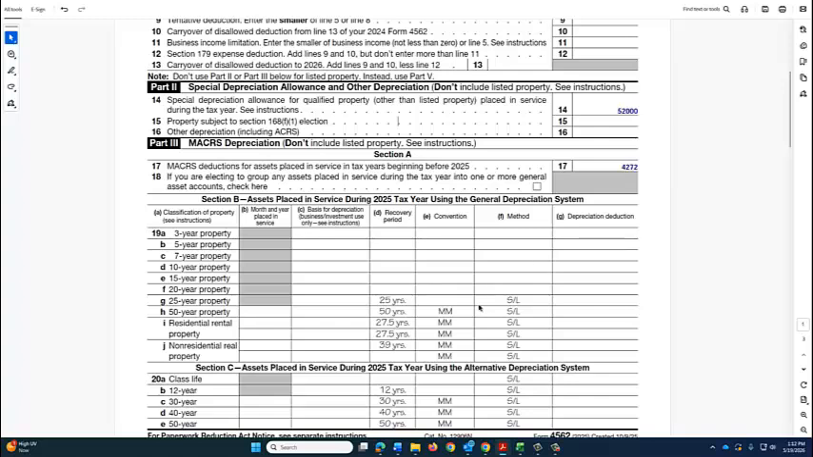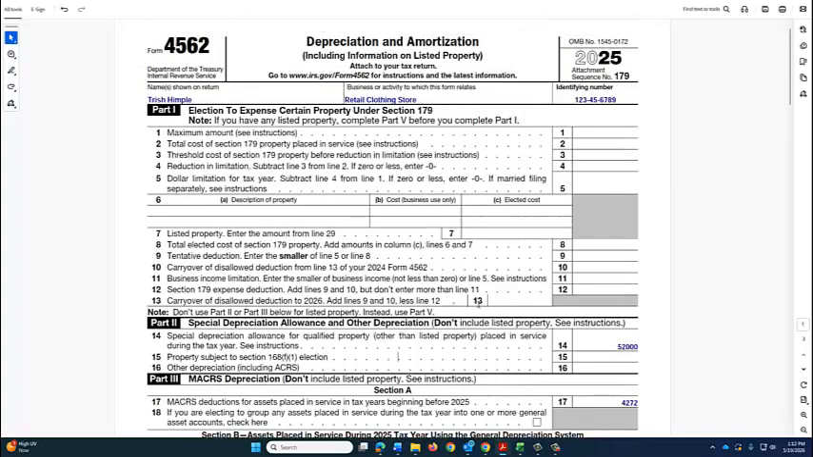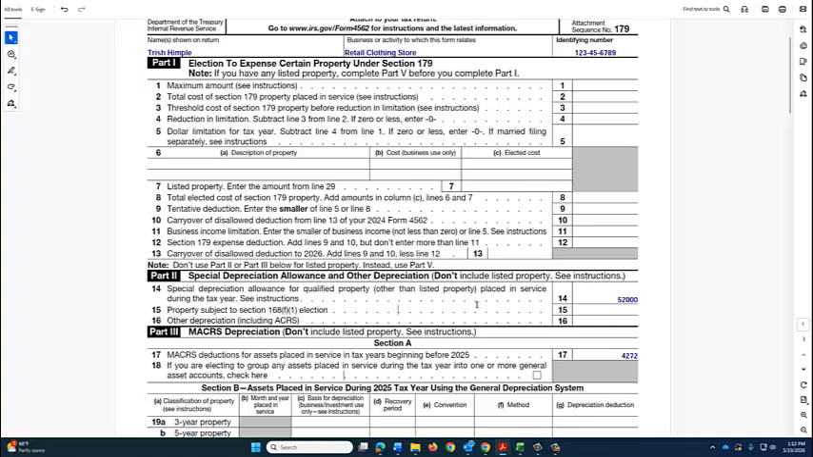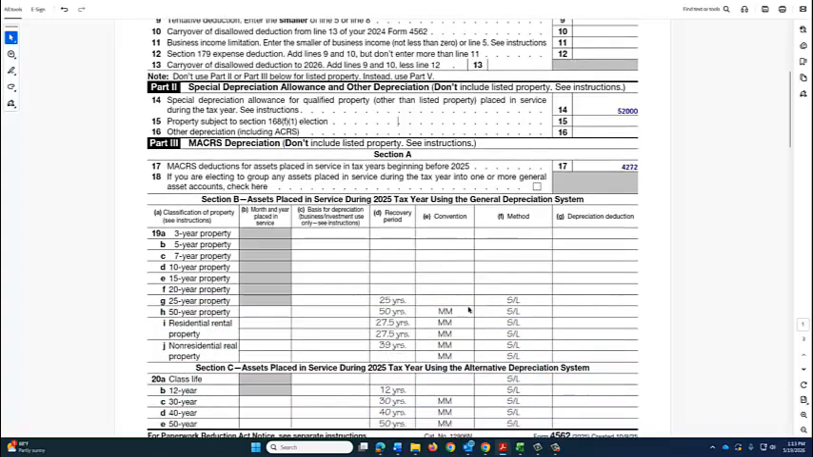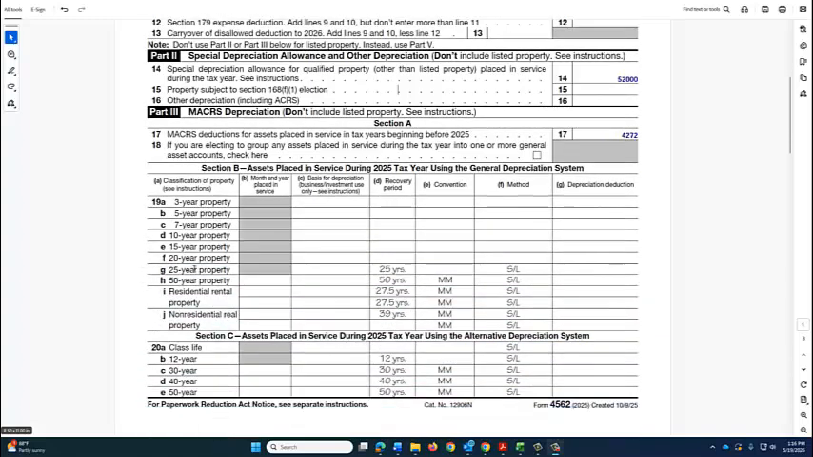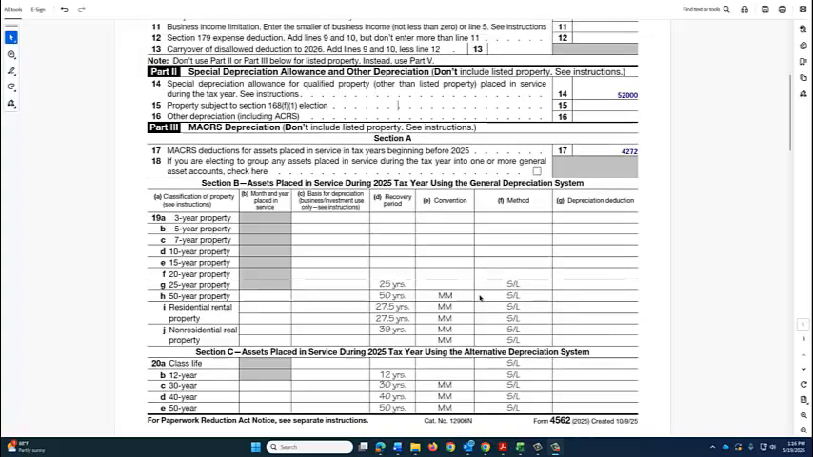So there are 3 important sections on this form for our purposes this year. We're going to do line 14 with the bonus depreciation, line 17 for MACRS depreciation for assets that were placed in service before 2025, and then depreciation for items placed in service in the current tax year. So it's important that you know where each figure needs to go on this form.